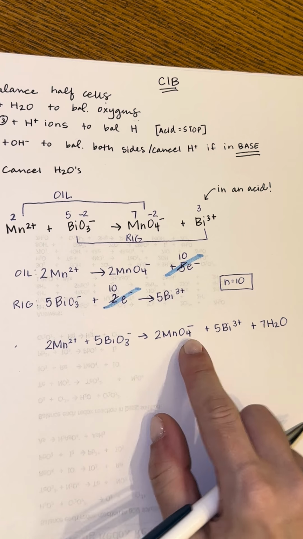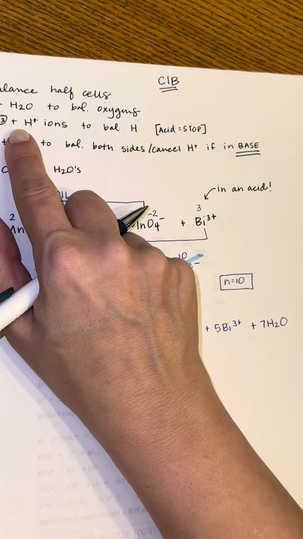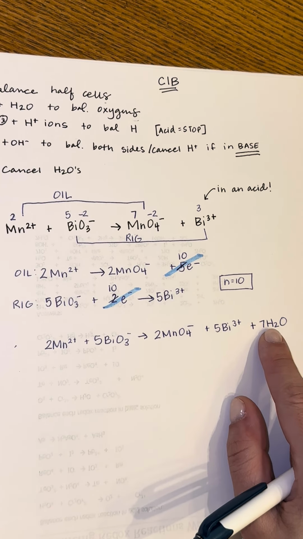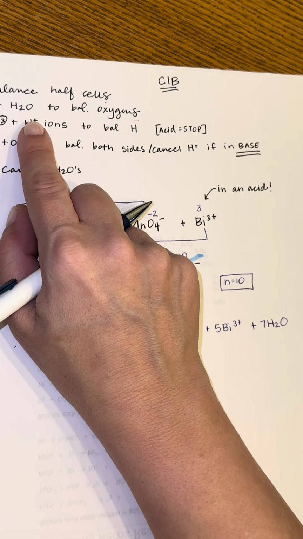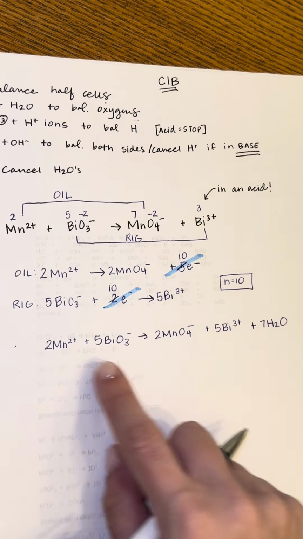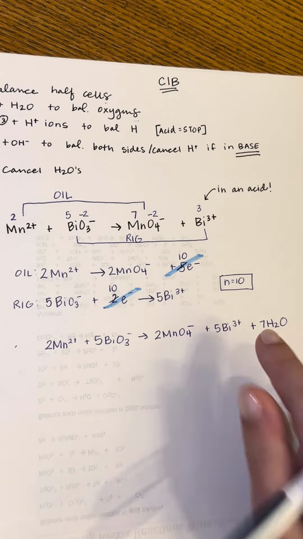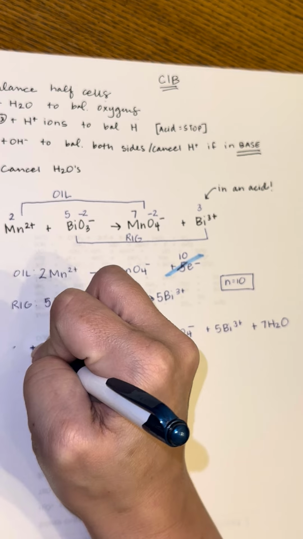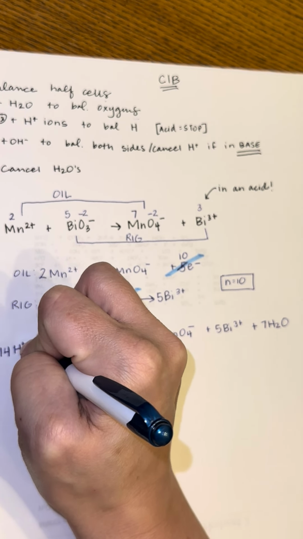So now that's 8 oxygens plus 7, that's 15. It cancels out those 15. Now I've introduced hydrogens. So next step, no matter if you're in an acid or a base, add hydrogen ions. There are no hydrogens over here, and on this side I have 14 hydrogens. So I'm going to go to the opposite side and add 14 hydrogen ions.